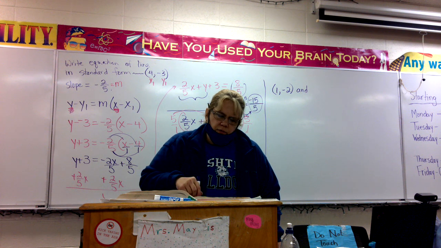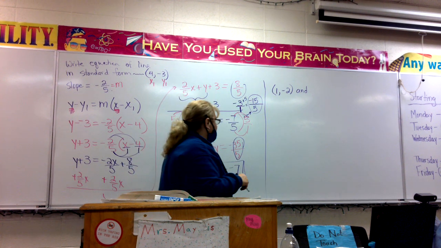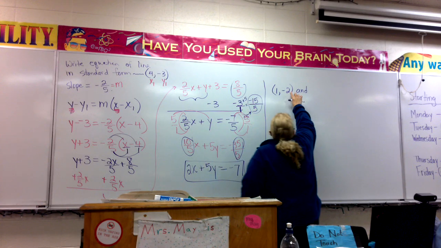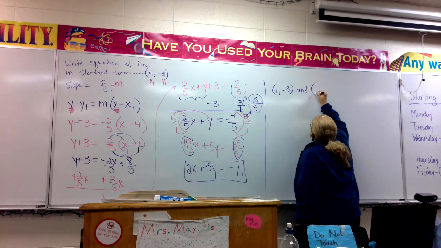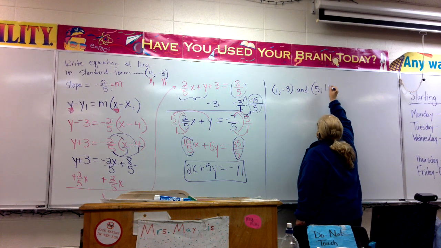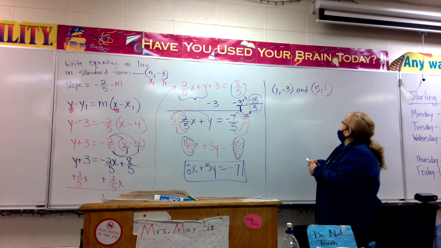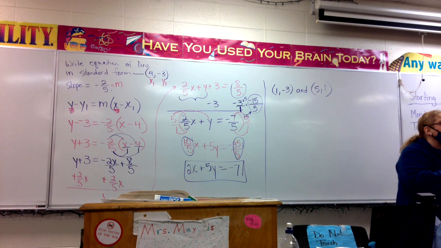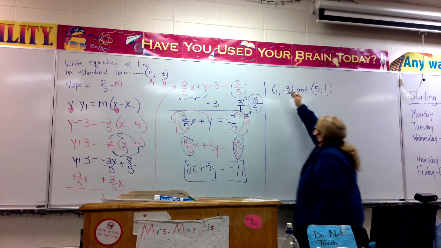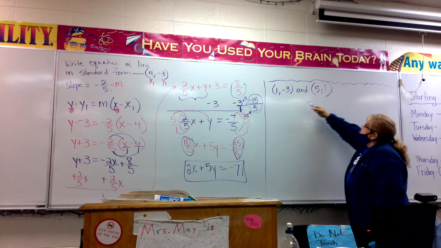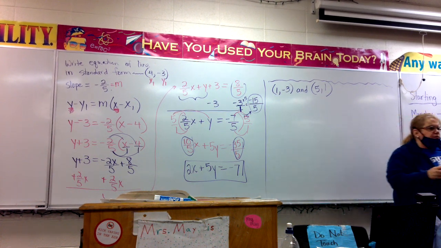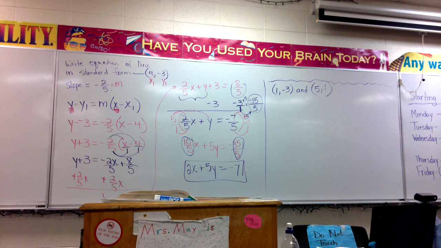I make it 1, -3 and 5, 1. Let's try that one. 1, -3 and 5, 1. Can you see up above there where it says find the equation of a line in standard form if it contains the points 1 and -3? See where it says that? In my shorthand up there, find the equation of a line.